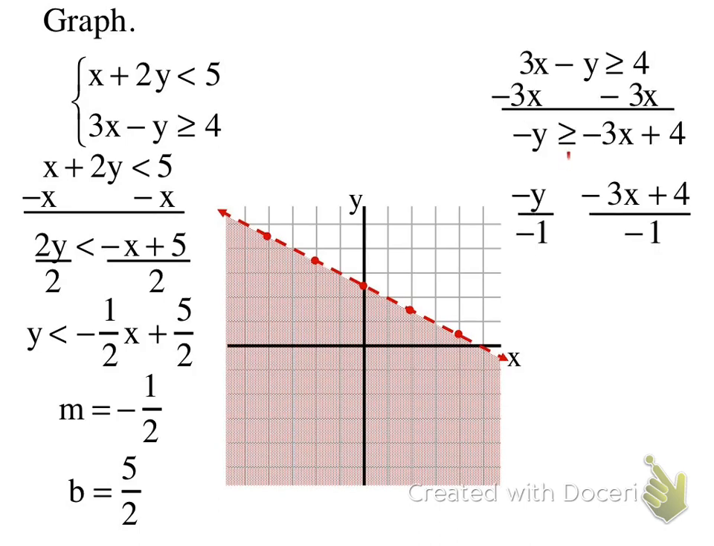Get my y alone. Remember, let's look at what's going on right here. When I got my y alone and I divide by -1, what do I have to do? I have to flip the inequality, right? The inequality gets flipped. You guys with me? Yes or no? Okay. And then doing our double shading.